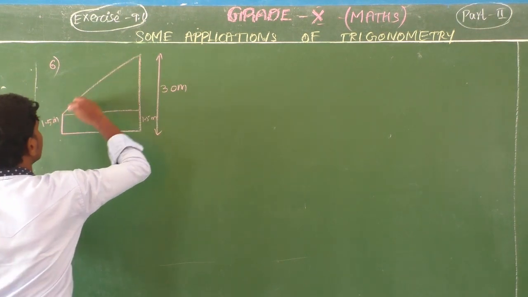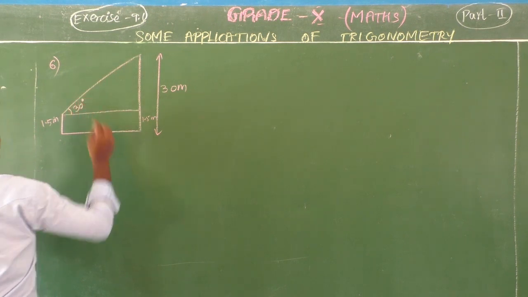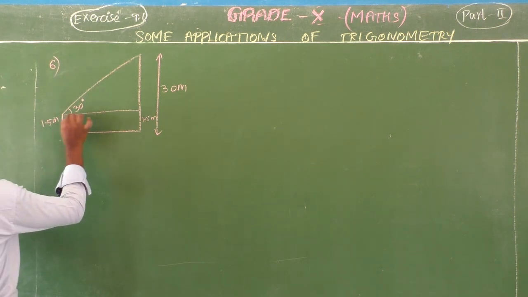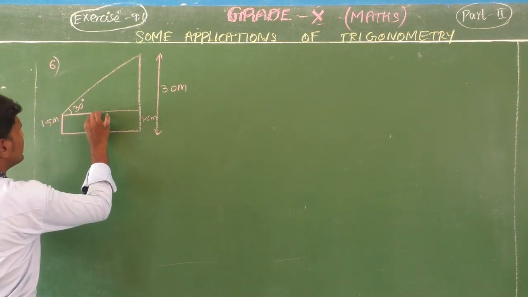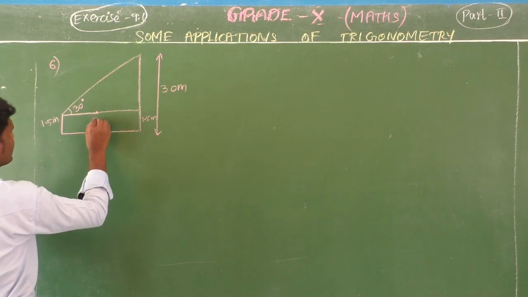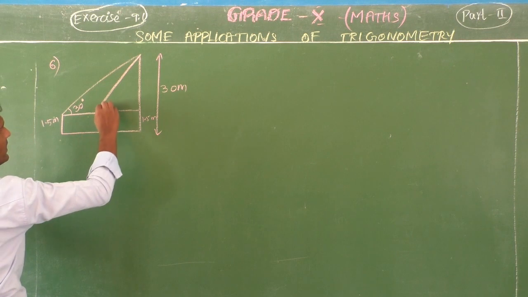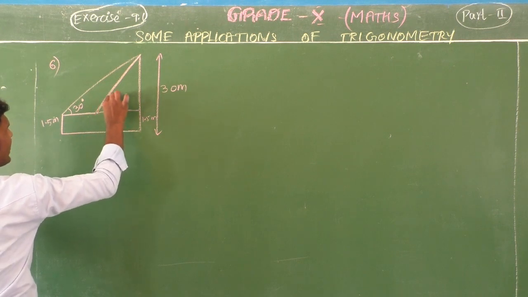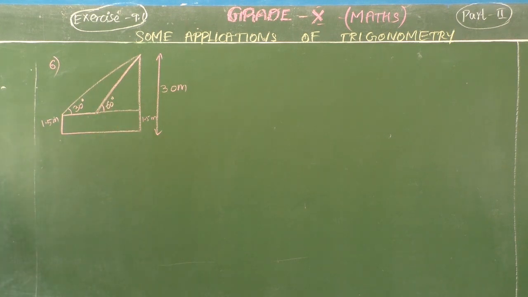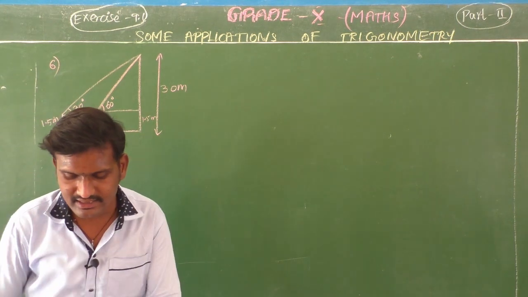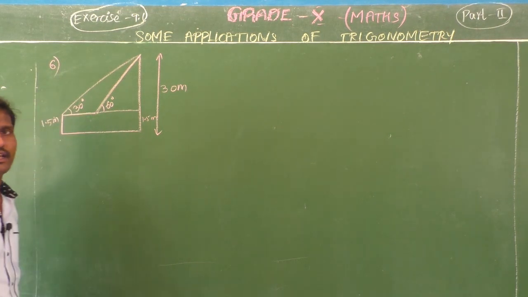First he is seeing the top of the building at 30 degrees, and he walks some distance towards the building to reach a point. From there he is looking at the same top of the building, and the angle increases to 60 degrees. So find the distance he walked. Have you got it, children?